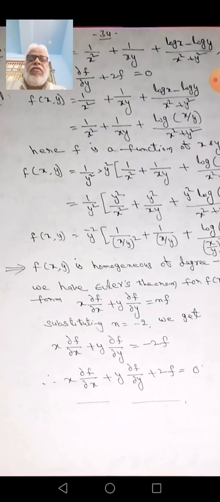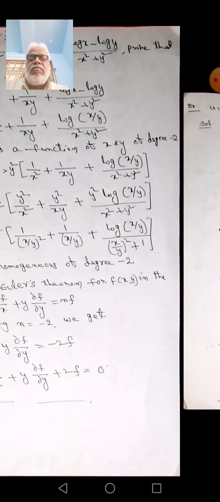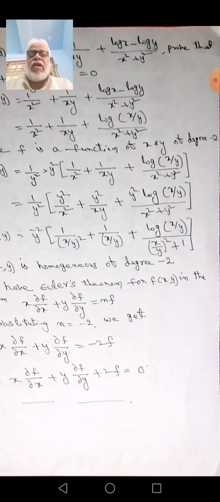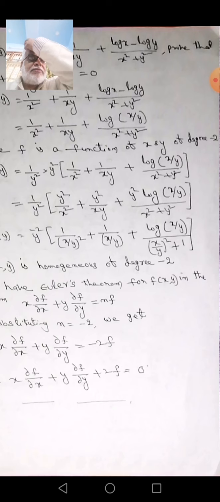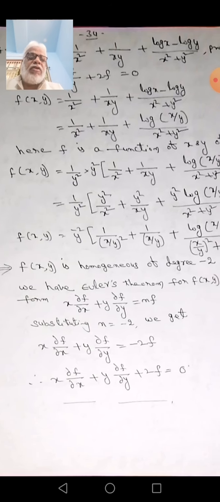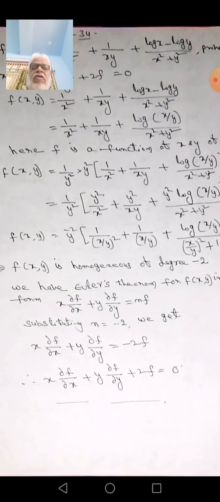So here f is a function of x and y, of degree what? Minus 2, because 1/x² becomes a numerator, that is x to the power minus 2. 1/xy, coming in the numerator, is minus 1 minus 1, that is minus 2. Here also x/y is degree 1 minus 1, 0, so it is minus 2. That's why f is a function of x and y with degree minus 2.